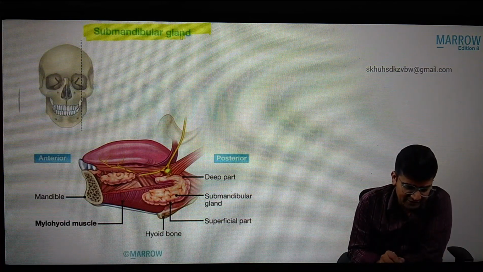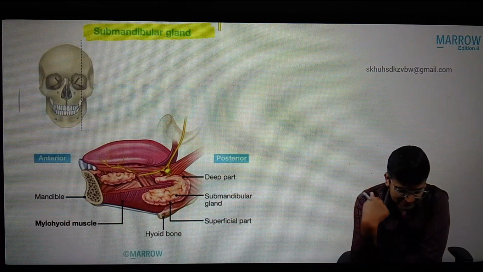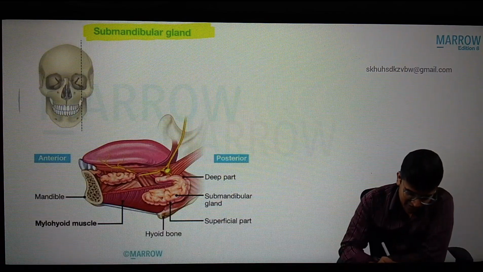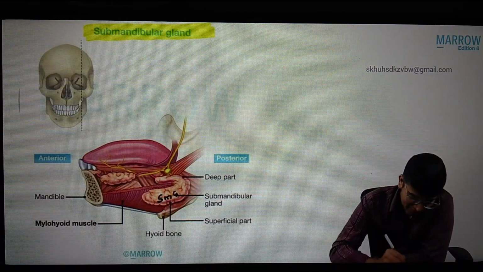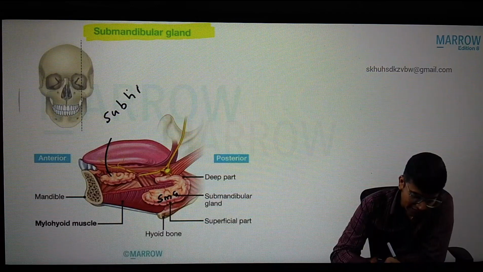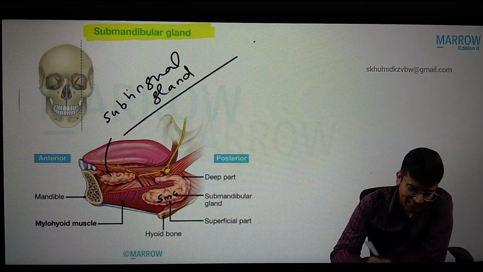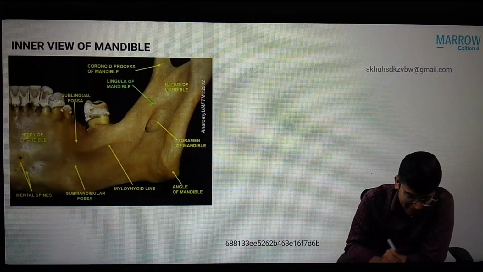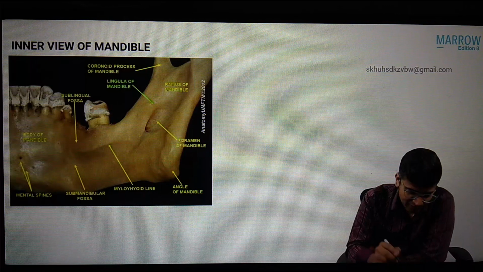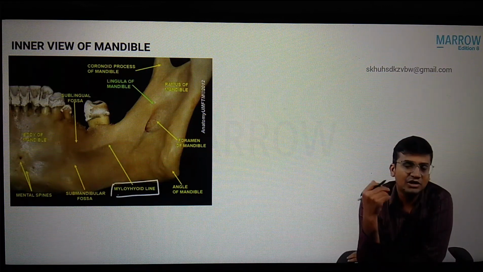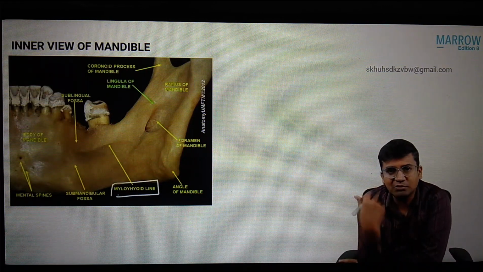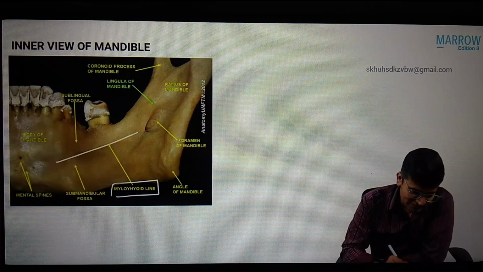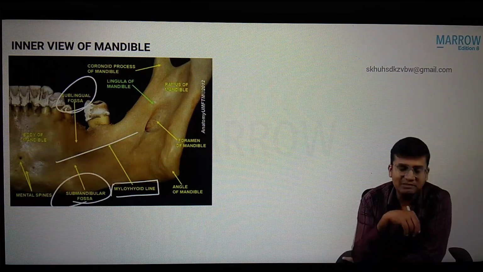Submandibular gland, a very small topic. In the diagram, we are seeing the submandibular gland and the sublingual gland. This is our submandibular gland and this is the sublingual gland. They are separated by one line, called the mylohyoid line. The mylohyoid line divides the floor of the mouth into the sublingual fossa and the submandibular fossa. Above is the sublingual fossa and below is the submandibular fossa.